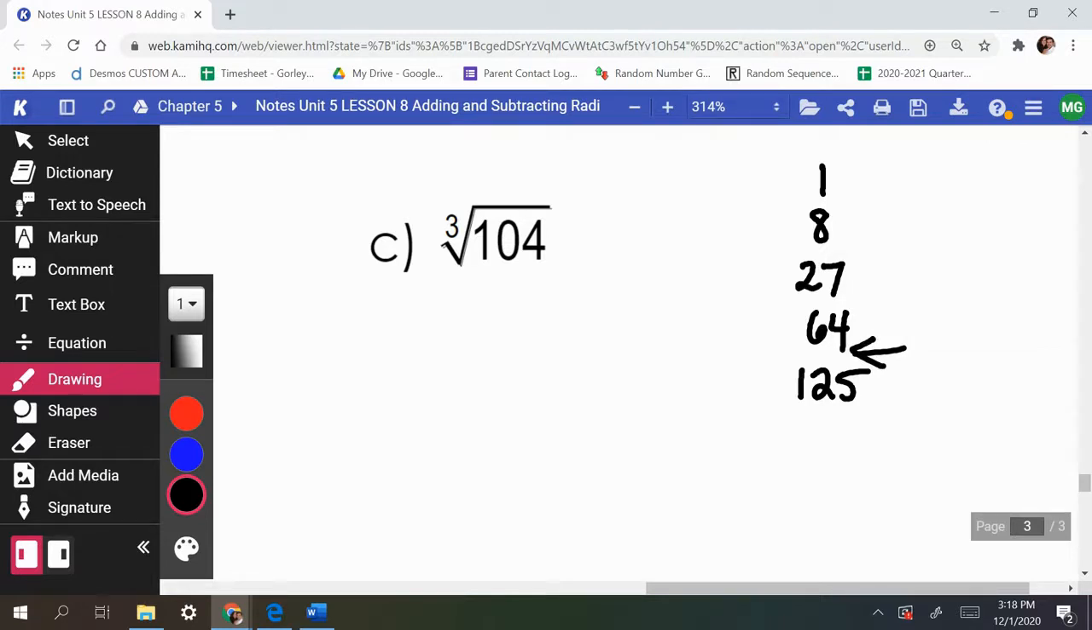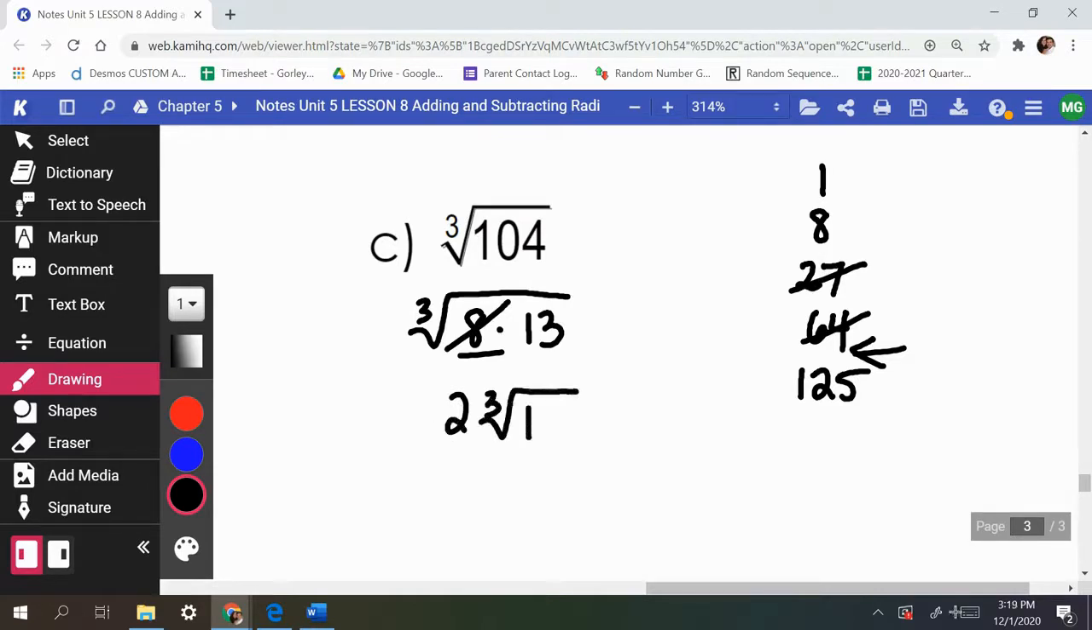What is the largest perfect cube that 104 is divisible by? Is 104 divisible by 64? No, it's not. Is it divisible by 27? 104 divided by 27. No, you get a decimal. What about 8? 8 does work. 8 times what is 104? 13, where 8 is perfect. 8's a perfect cube of 2, so we'll get 2 times the cube root of 13 as our answer there.